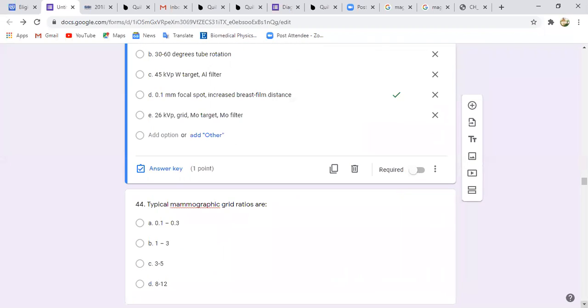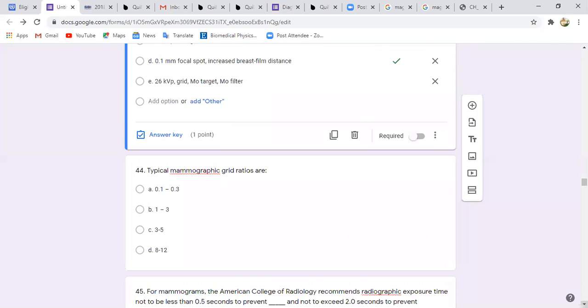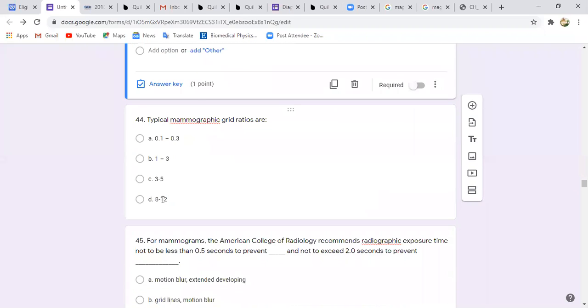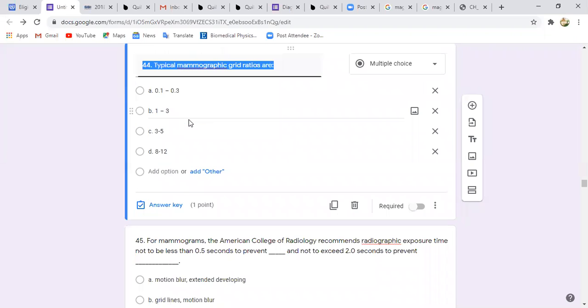Typical mammography grid ratios are what? They lie in the range. Of course, it's not A, it is not D. It's in between B and C, 3 to 5. With careful elimination, what are we left with? The answer is C, 3 to 5. I need to select this one.